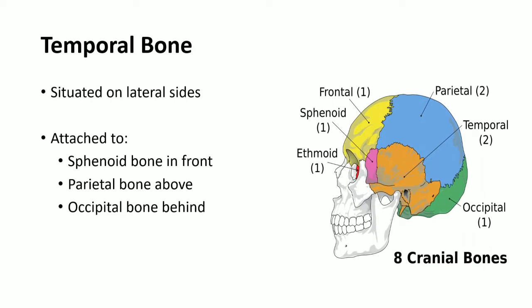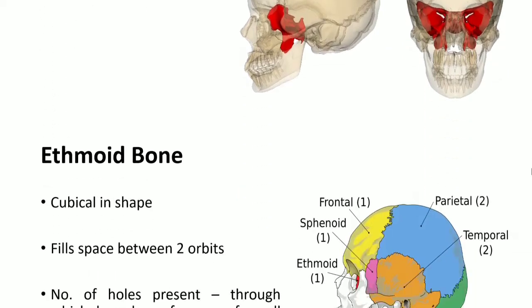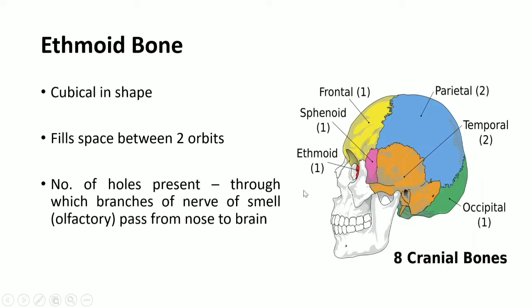The temporal bone is seen at the lateral sides of our body, as shown in this picture. There is one on each side. The sphenoid bone is present at the base of the skull in front of the occipital bone. When you see this bone from the front side, it looks like the shape of a bat. The last cranial bone is the cubical shaped ethmoid bone. It fills the space between the two orbits.